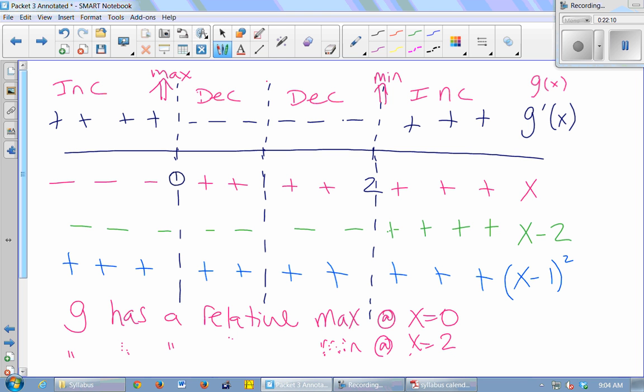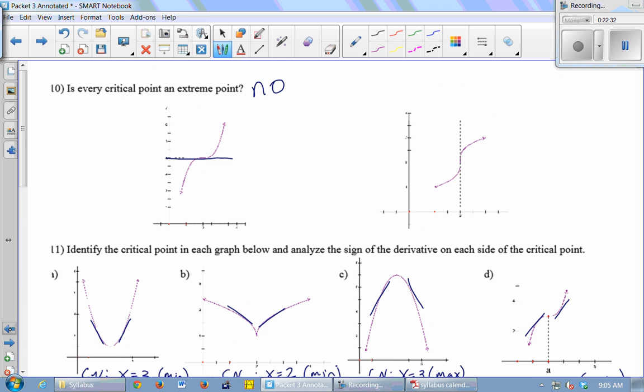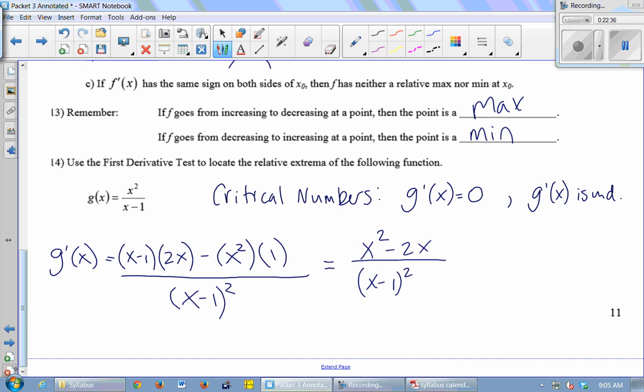How could you find the actual value of the max or the min? So we know that there's a max at 0, and a min at 2. Those are the x values. How could you know the y values? Just plug them into G. Yeah. You have an x value, you want the y value, you just plug it into the function G. So if I plug in a 0 and a 2, let's see, where's my original G? There's my original G. If I plug in a 0, I get 0, right? And if I plug in a 2, I get 4.